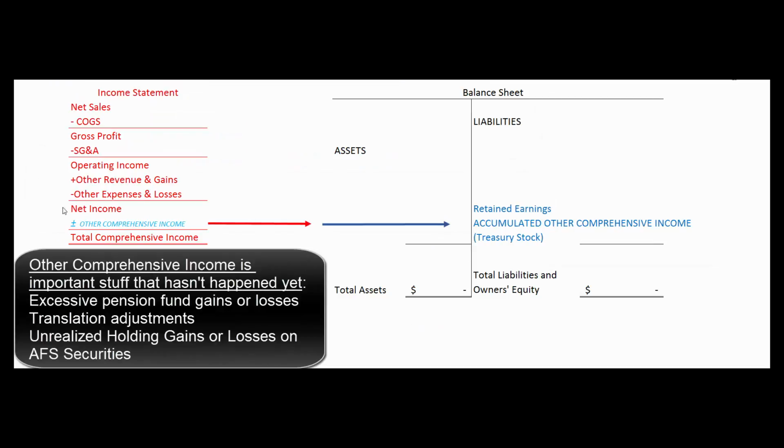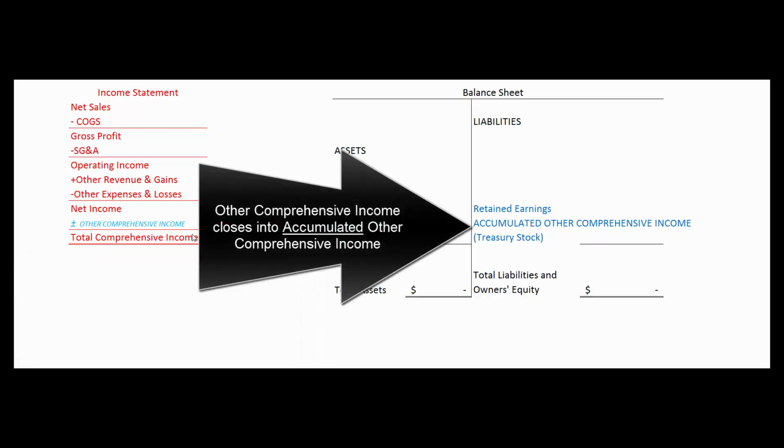And I like to think of other comprehensive income as stuff that hasn't happened yet, but it's so important we've got to tell people about it. Other comprehensive income can be things like excessive gains or losses in our pension plan assets, translation adjustments when we have foreign operations, or in this case, unrealized holding gains or losses on available for sale securities.